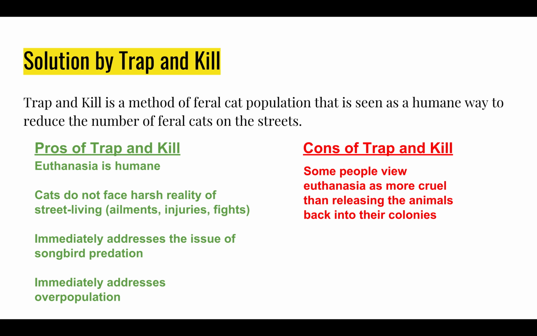The second of the 2 solutions is known as trap and kill. Like the name suggests, this program traps feral cats and then humanely euthanizes them. This is a much more direct solution to the overpopulation and overpredation issues. However, this does raise some animal welfare concerns because euthanasia can be considered more cruel than the trap, neuter, and release solution.